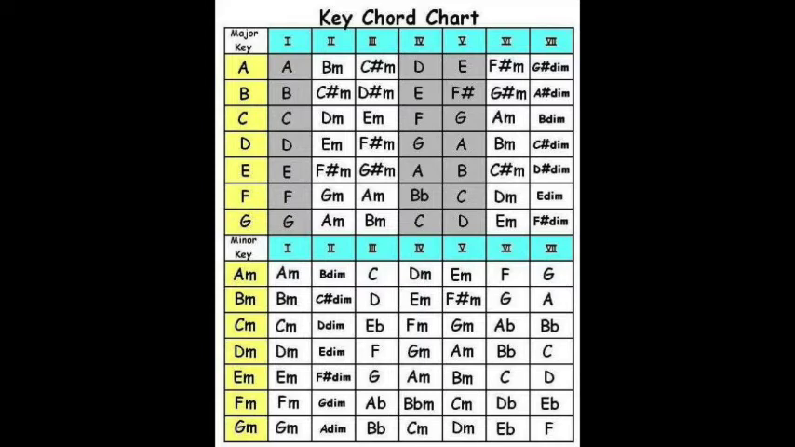To keep it simple and relevant, we're focusing in this chart on the major keys C, A, G, E, and D, and their minor key equivalents. So in the key of C, the parallel minor key is A minor. For the key of A major, the parallel minor key is F sharp minor.